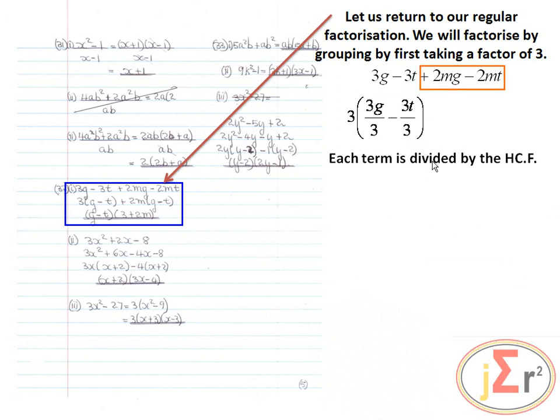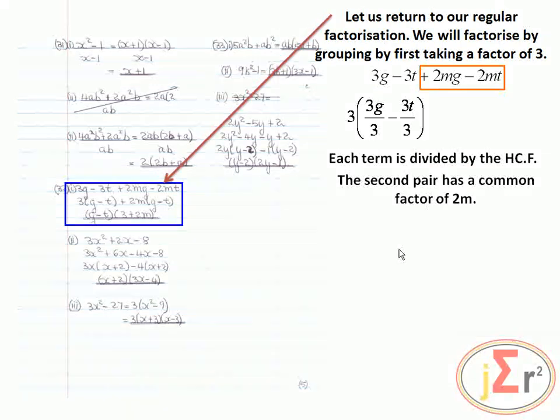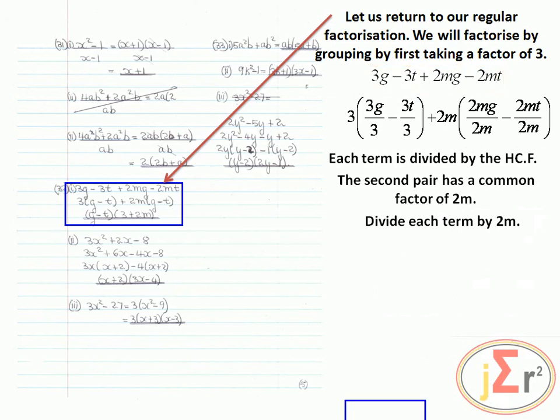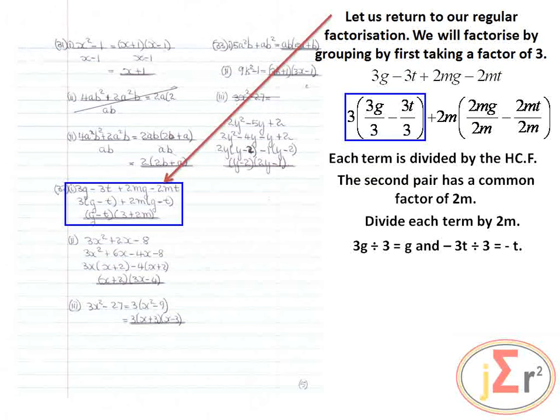But before we do that, we need to take a common factor of the other two terms. And we have 2 is common, m is common. There's no doubt that the highest common factor of the second pair is 2m. And then we will divide each term by 2m. And what do we do? The 3's will go there. 3g divided by 3 is equal to g, and negative 3t divided by 3 is negative t.